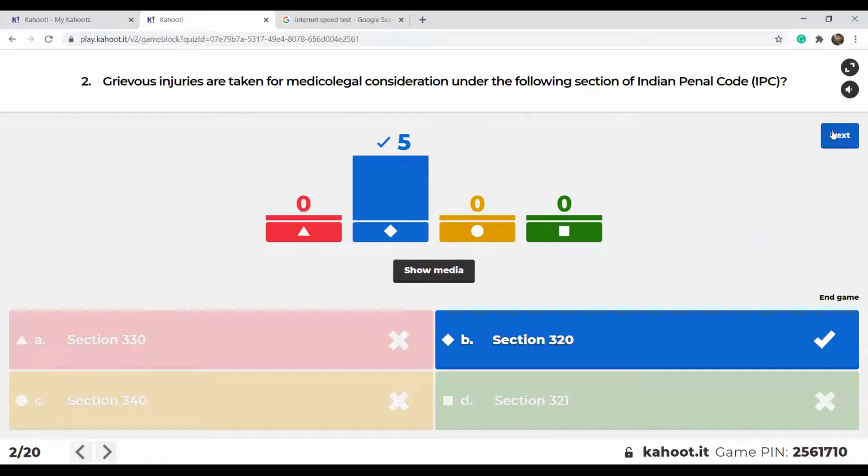Grievous injury includes emasculation, disfigurement of face, loss of function of any organ, anything that endangers your life, makes a patient suffer in pain for 20 days. Now, this is very interesting. And fracture or dislocation of bone or even tooth. All of these would come under section 320.